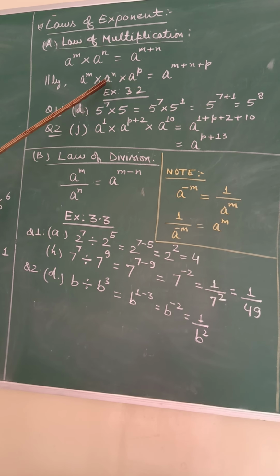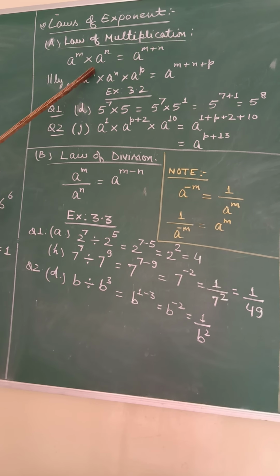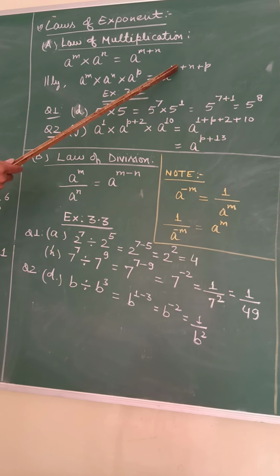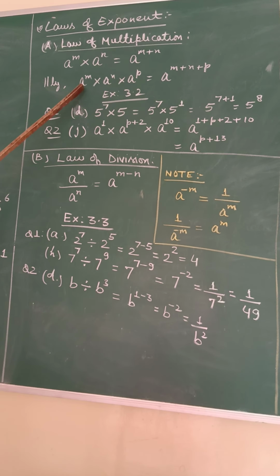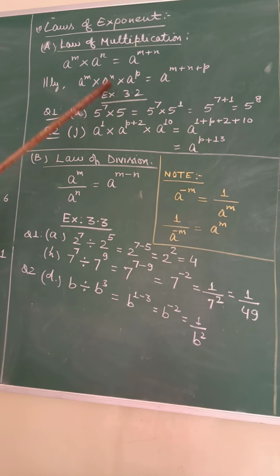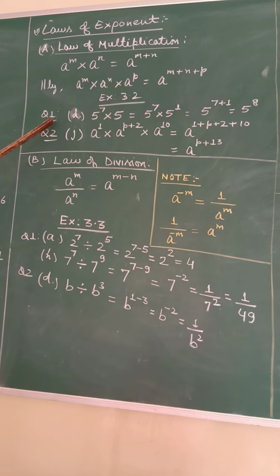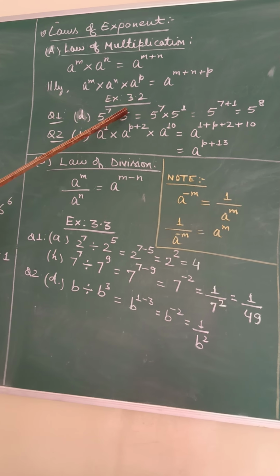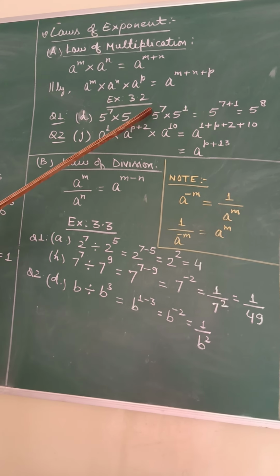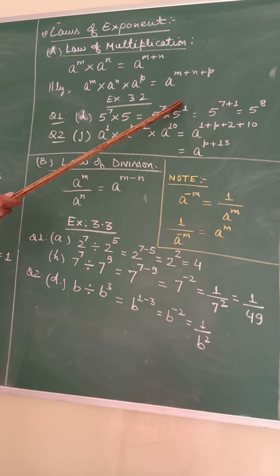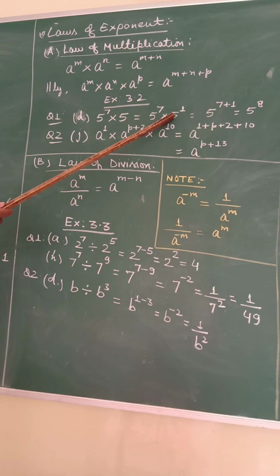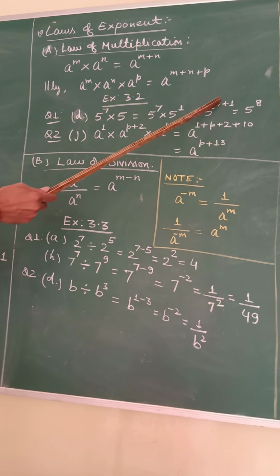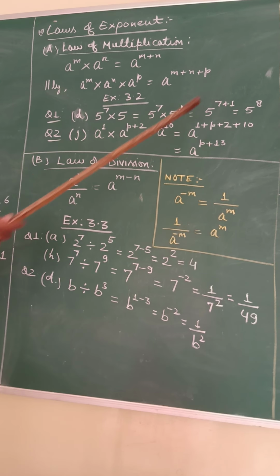Similarly, if more than two numbers are there, here you can see 3, a raised to power m into a raised to power n into a raised to power p will equal a raised to power m plus n plus p. So if bases are same, then powers will be added. Based on this, in exercise 3.2, question 1 D part, I am solving 5 raised to power 7 into 5. If it is 5, it means its power is 1. So we can write 5 raised to power 7 into 5 raised to power 1. Here the base of both numbers is same, that is 5, so the powers will be added, 7 plus 1. So 5 raised to power 8.